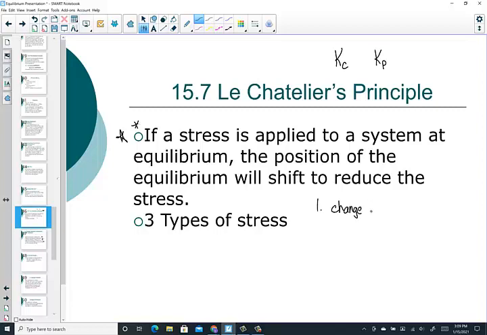One is to change the concentration of either the reactants or the products. By changing the concentration of the reactants or of the products, we create a stress, and the system is going to do the opposite to alleviate the stress. If I add more, it will want to use it up, and so forth.